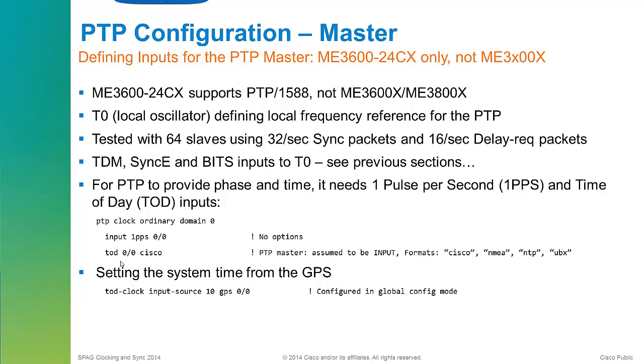TDM SyncE and bits input, we've seen how we do that in the previous sections, and now we're getting the inputs for phase and time. Similarly to the 903 and the 901, PTP clock ordinary, the domain number, whatever it is, and we input 1 pulse per second, we input time of day. Same formats as before, and the time of day clock input source, again we can set the system time with the GPS inputs like the 903. So except for the name of the device, it's the name of the port, it's pretty much exactly the same.